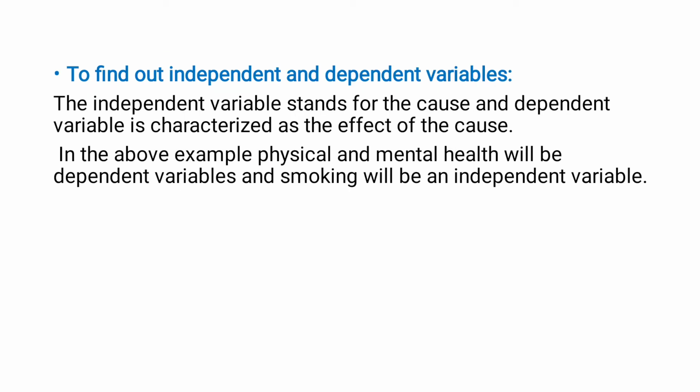The next step is, first you have to find out the independent and dependent variables. If you want to find out the cause and effect relationship, first you have to find out which variable is independent and which variable is dependent. For example, smoking will be what? Independent variable. What is the dependent variable? Your health is dependent on the habit of smoking. So your health is going to get affected by the habit of smoking. So smoking is the independent variable. What is the dependent variable? Yes, your physical health as well as mental health is your dependent variable.